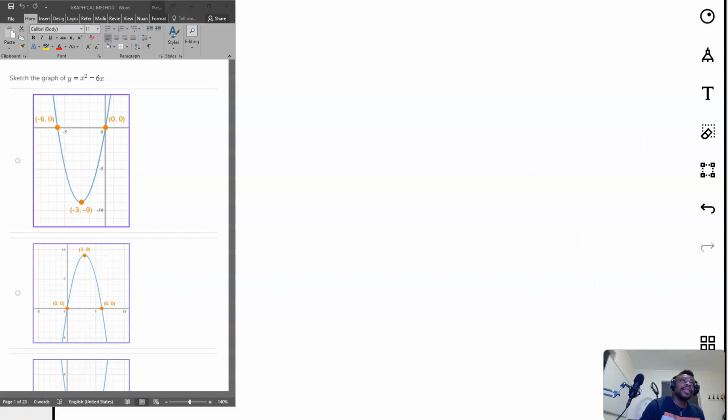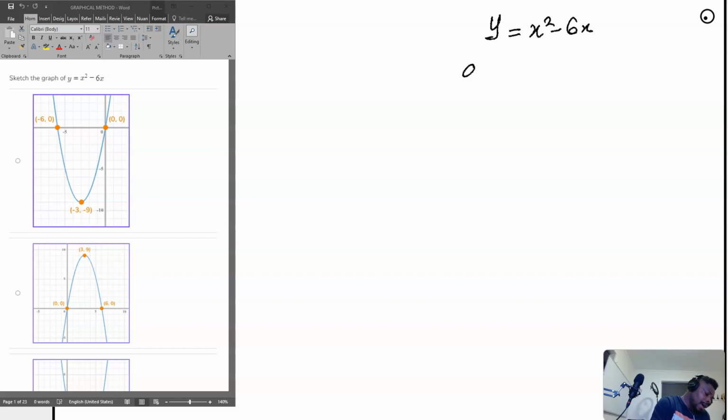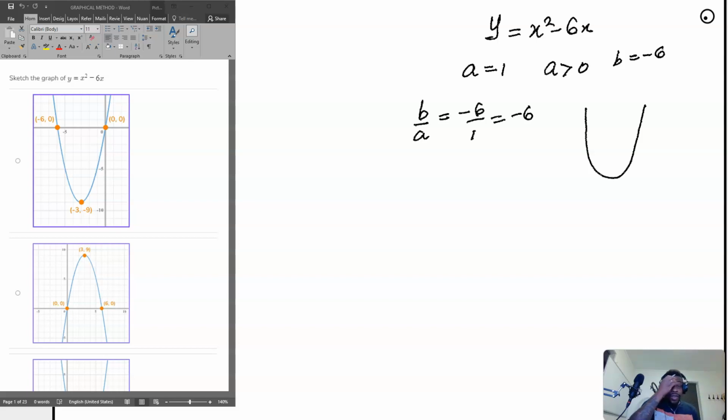This question: sketch the graph of y is equal to x squared minus 6x. Our a is 1, so a is greater than 0. When a is greater than 0, your curve opens up. Then let's see where our curve is going to be, left or right. That means b over a is what we are going to check, and our b is minus 6, so minus 6 over 1, so we have minus 6. When your b over a is negative, that means your curve is going to be on the right.